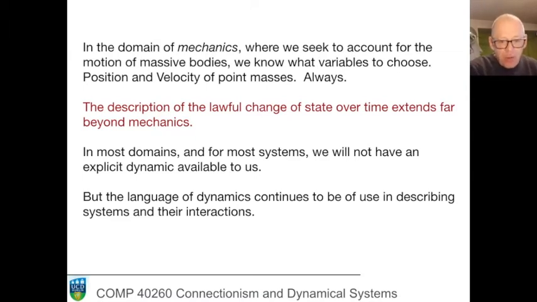But the description of lawful change of state over time extends far beyond mechanics, and in most domains, and for most systems, we will not have available to us something as handy as Newton's second law of motion. That is, we will not typically have available to us an explicit dynamic. We may choose to suggest certain possible dynamics, but we will not typically have an analytic form that we can write out like that. Nevertheless, the suite of concepts that are curated here under dynamical systems theory are very, very rich, and they continue to be of use in describing highly complex systems and their interactions, even in the absence of an explicit term that describes the dynamic.